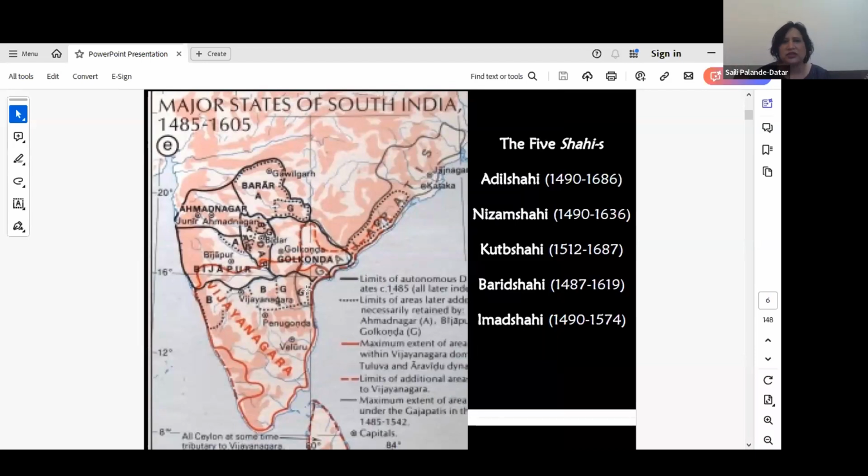which is where we see the rise of the five Shahis, which are Adil Shahi, Nizam Shahi, Qutub Shahi, Barid Shahi, and Imad Shahi, all originating around the 1490s or so, and having their capitals in peninsular India at different places such as Bijapur, Hyderabad, and so on.